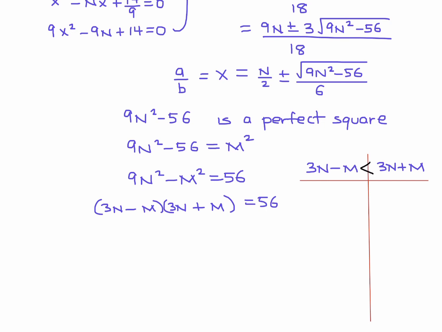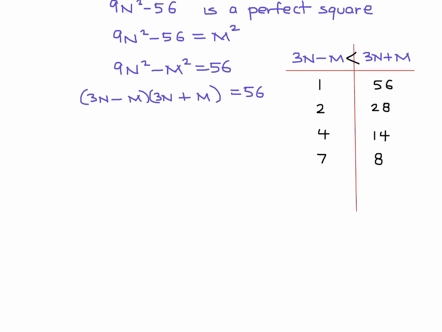Okay. All right, here we go. So my possibilities are 1 and 56, 2 and 28, 4 and 14, and finally 7 and 8. These are the numbers that, when multiplied together, give me 56. So let's work with this now. Let's work with the first one here.